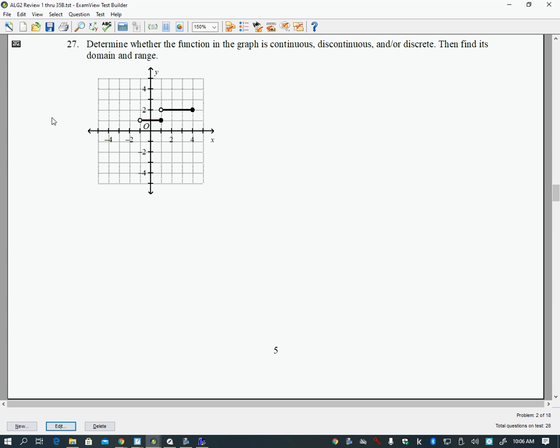Determine whether the graph is continuous, discontinuous, and or discrete, then find its domain and range. Is this a continuous function? No. Why not? How do we know? It's broken up, so therefore it is discontinuous. Is it discrete? No. How do I know it's not discrete? It would be just individual points, and because it's not just individual points, it is not discrete.